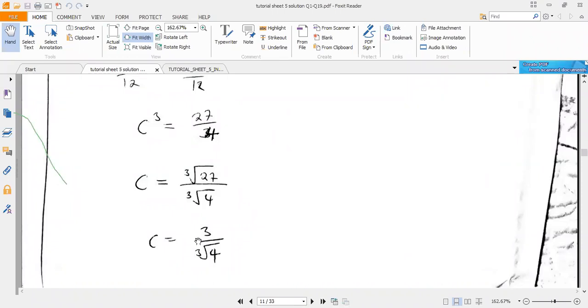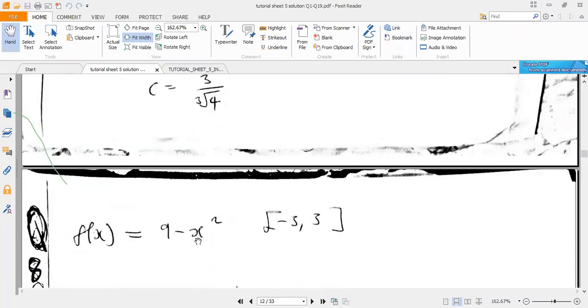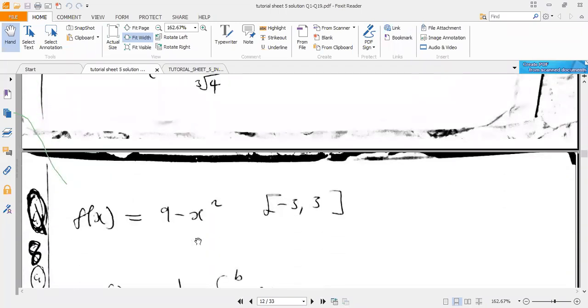3 over the cube root of 4. So that is our c. That is what we have found.